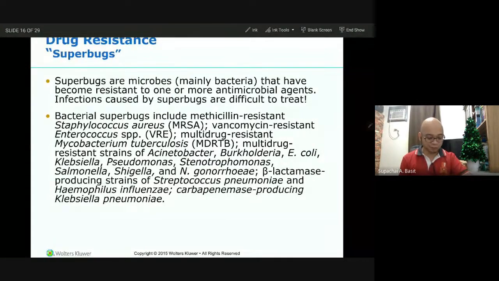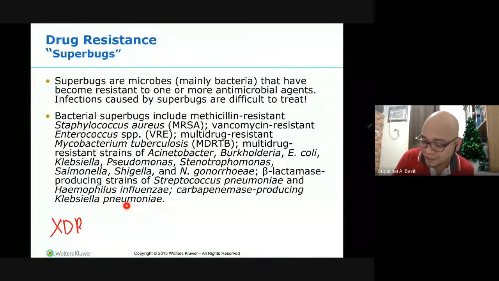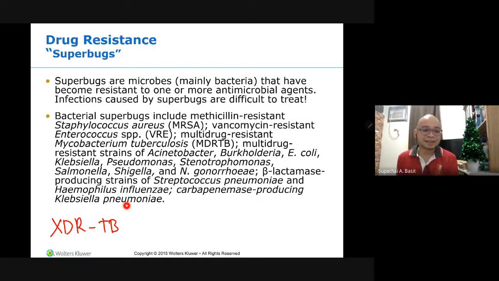So bacterial superbugs include MRSA. This one is the most common: methicillin-resistant Staphylococcus aureus. We also have the vancomycin-resistant Enterococcus, or the VRE. And then we also have, this is also a problem, the MDR-TB. Aside from the MDR-TB, multi-drug resistant Mycobacterium tuberculosis, we also have nowadays the XDR-TB, extremely drug resistant Mycobacterium tuberculosis.